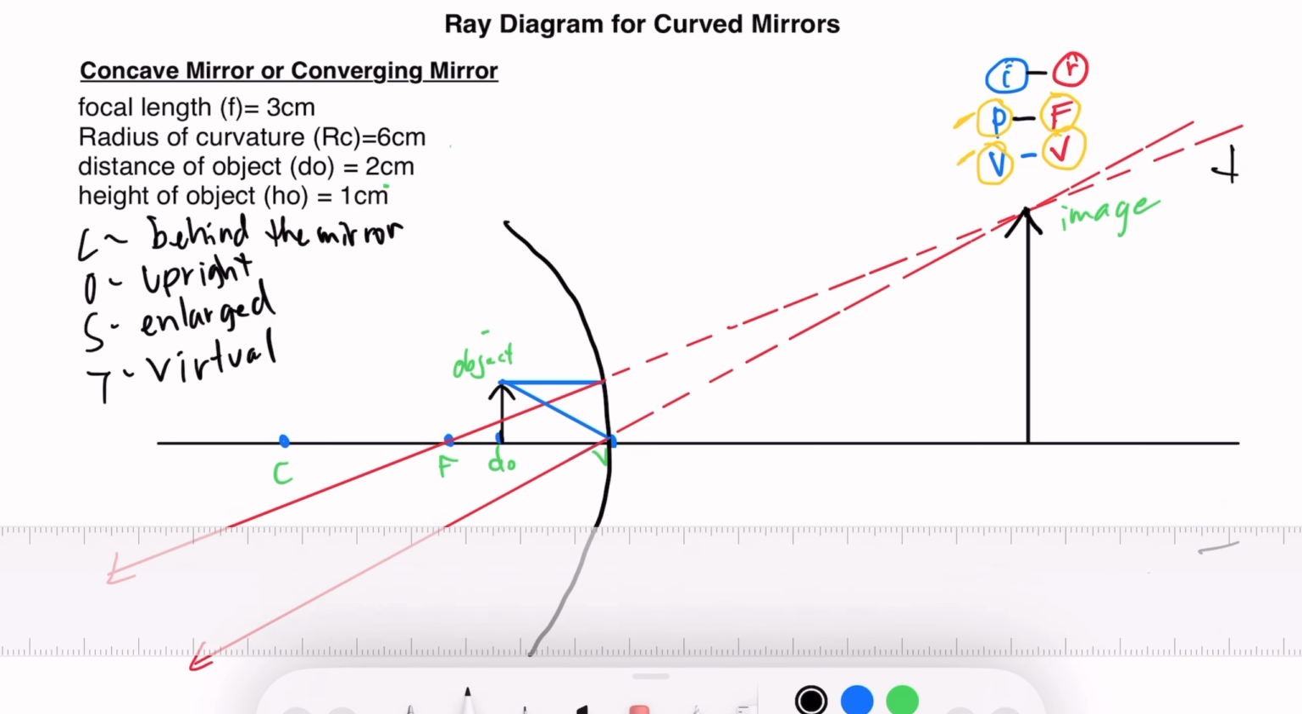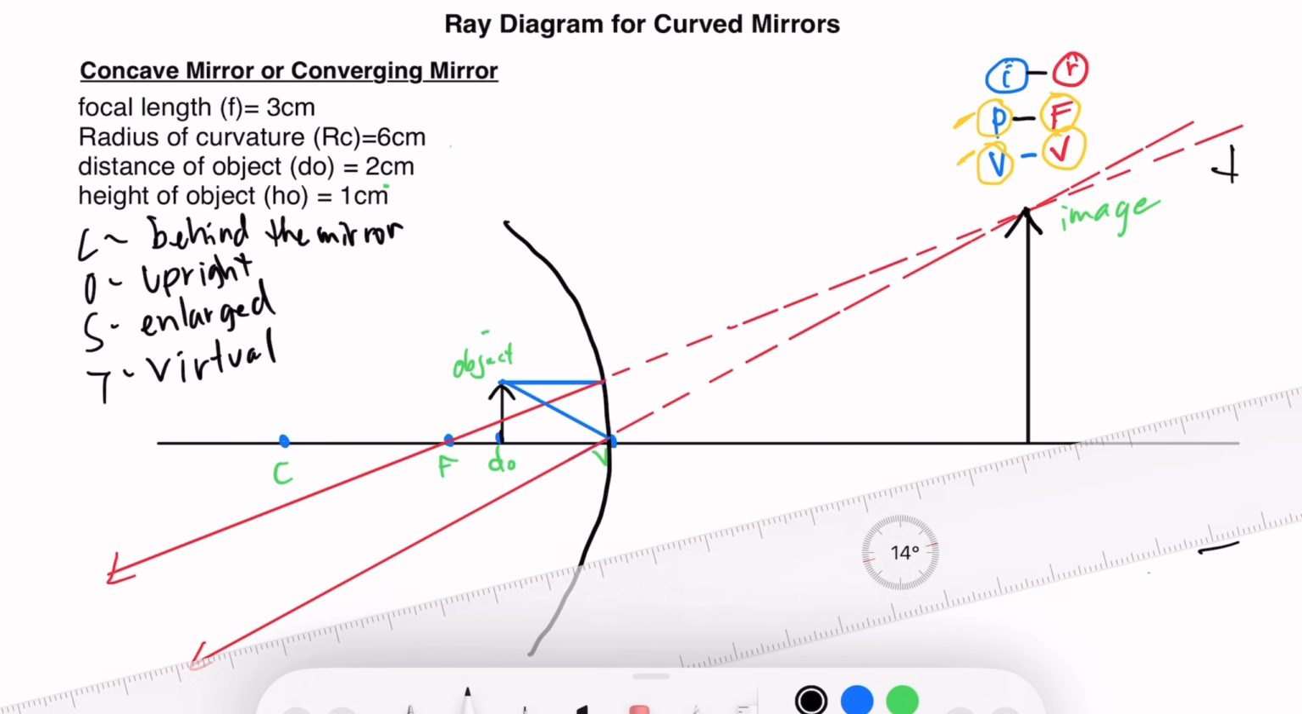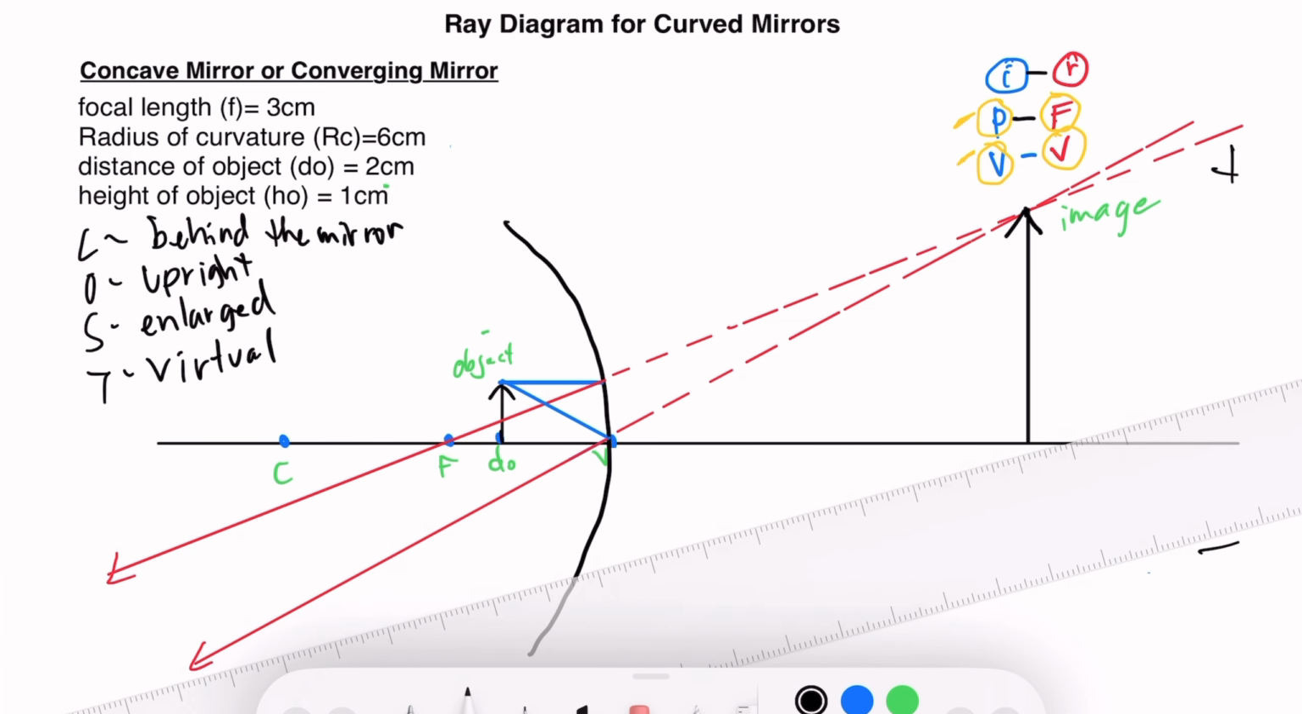So again, remember, we only extend the reflected rays behind the mirror when the actual reflected rays do not converge in front. If they do not converge, you will notice they are not parallel rays, therefore try to extend them. Maybe they came from a point behind the mirror. When that happens, it means your image is a virtual image.